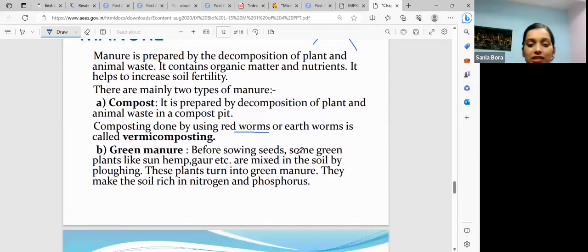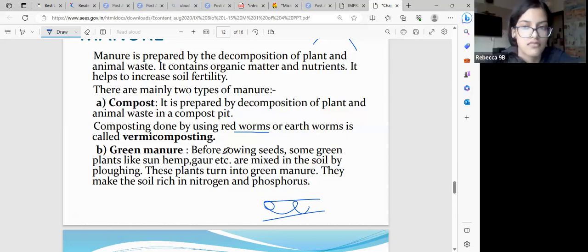Before sowing seeds, some green plants like sun hemp, guar, etc. are mixed in the soil by ploughing. For example, this is the ground where I need to sow the seeds. So I will plough and mix these green plants over here and put it there. These plants turn into green manure. They make the soil rich in nutrients and phosphorus. Clear? Right. So this is known as green manure.